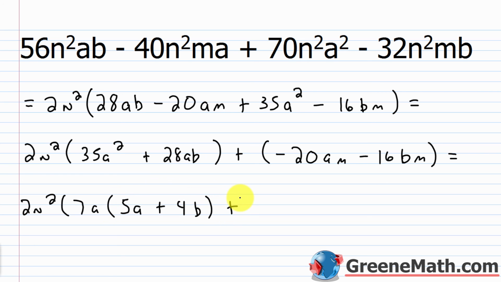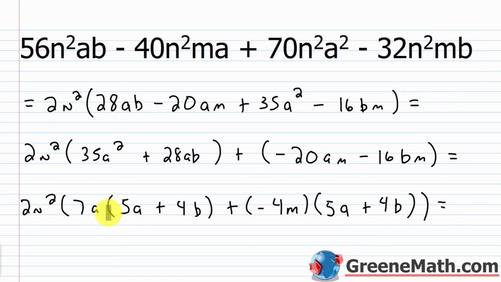Then plus. From the second group, I can pull out a negative because both of these are positive. So let's do negative. And then 20 and 16 are each divisible by 4. So let's do negative 4. And then there's an m that's common. So negative 4m. So inside I'd have negative 20 divided by negative 4, which is 5. am over m, which would be a. Then negative 16bm divided by negative 4m is positive 4b.